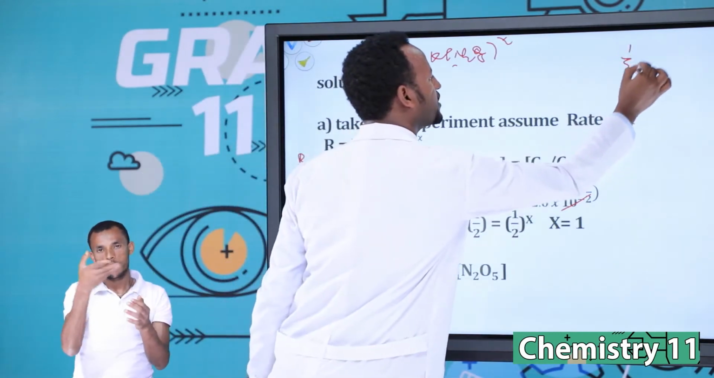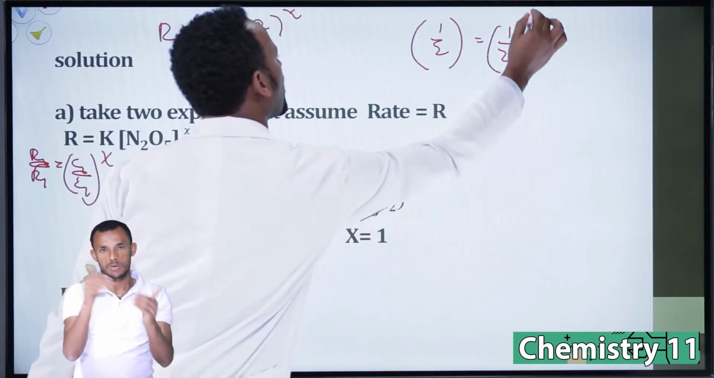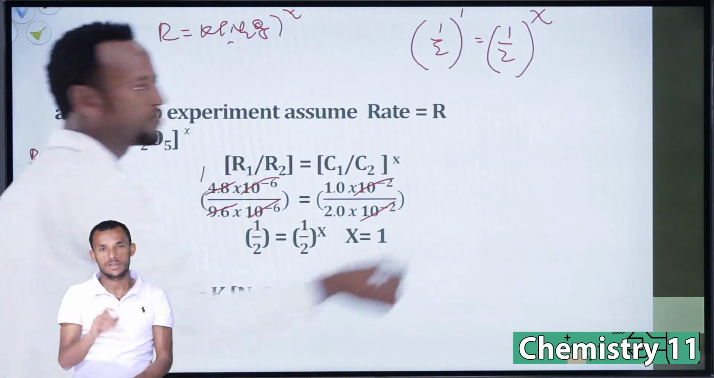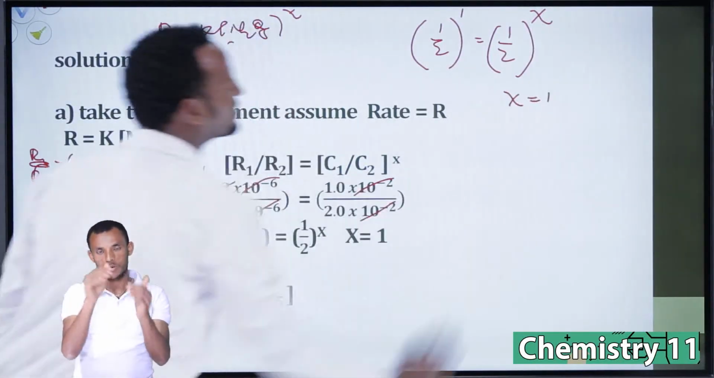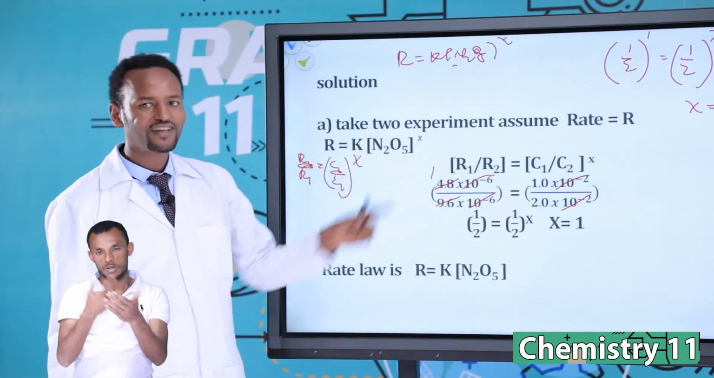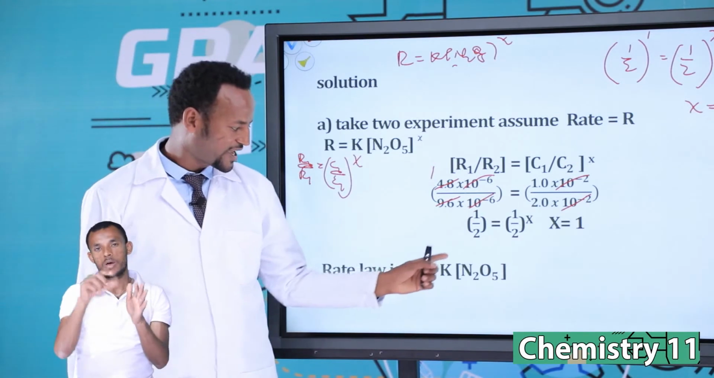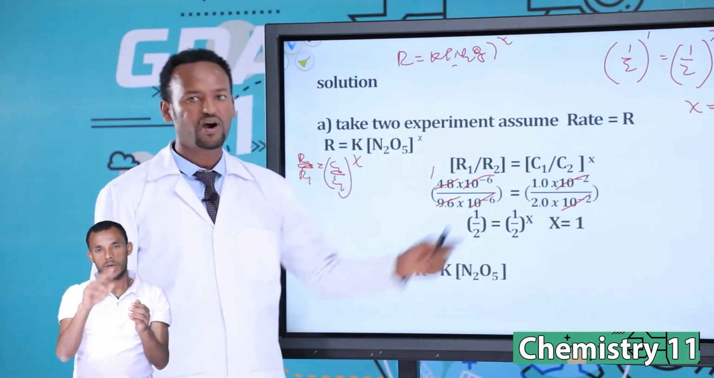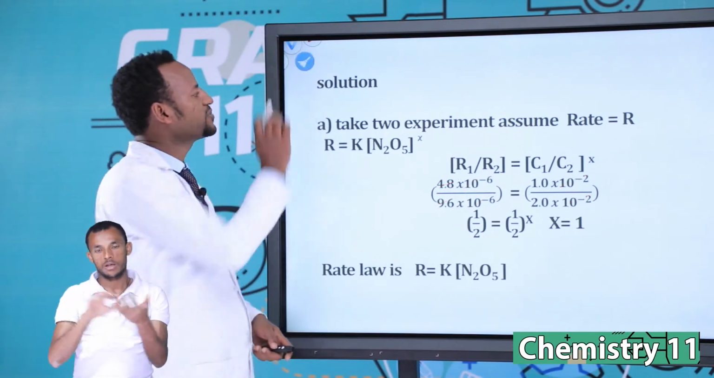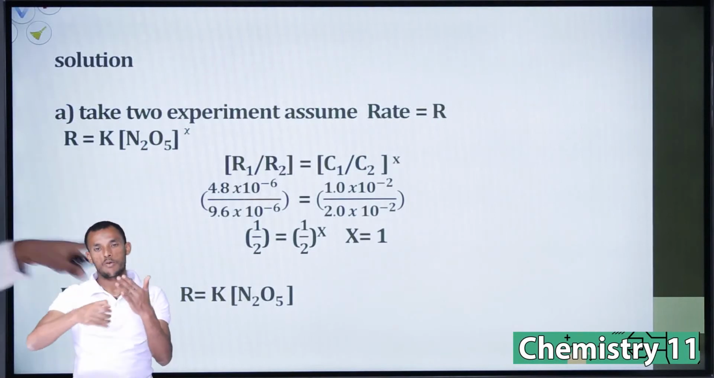Therefore, 1 over 2 is equal to 1 over 2, the power of X. What is X? The power is 1. X is equal to 1. Therefore, what is the order of this reaction? The order of the reaction is 1. Therefore, the rate law is R is equal to K times N2O5, the power of 1 is just 1. First order reaction.